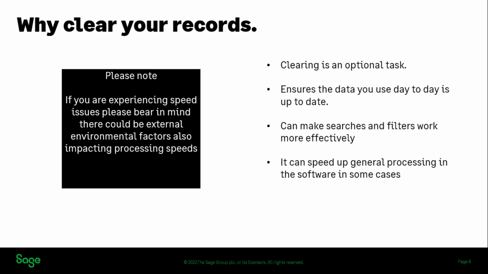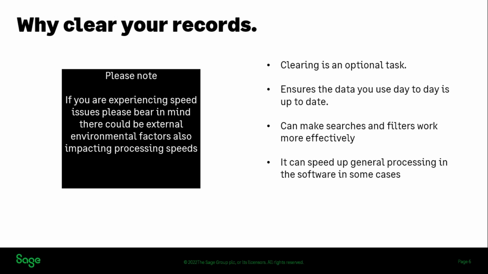It may mean that searches and filters will probably work more effectively if you're only searching through live customers, suppliers, and nominal code records. And it could help you speed up your general processing as well. So if you're processing a batch invoice, you're not filtering through lots of inactive records.